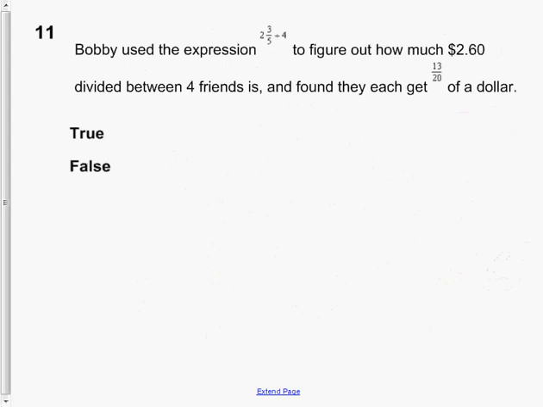Okay, question number 11 says, Bobby used the expression 2 3/5 divided by 4 to figure out how much $2.60 divided between 4 friends is, and he found that they get 13/20 of a dollar. Is this true or false? Well, let's check. 2 3/5 is really 13/5, if I change this mixed fraction to improper. And then divided by 4.